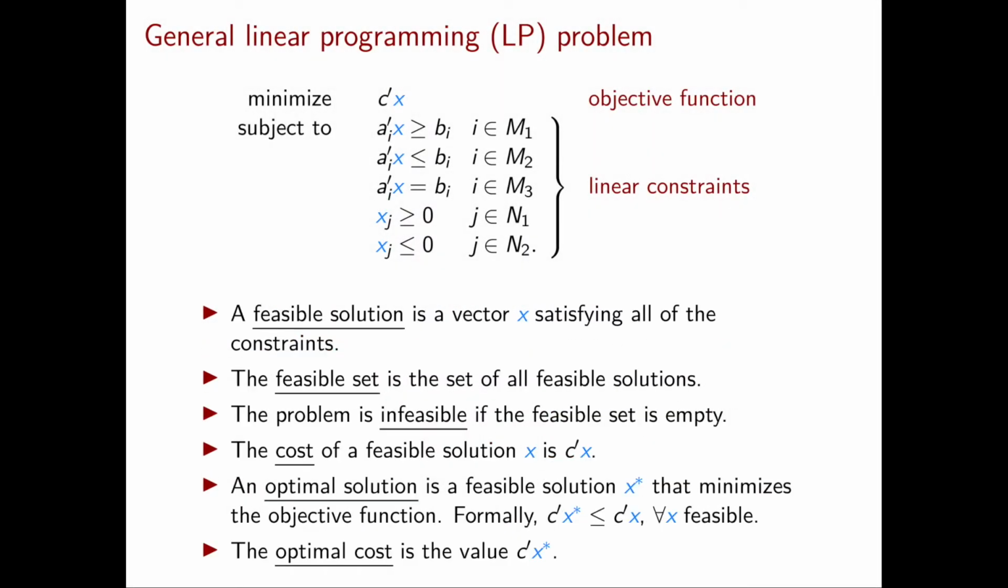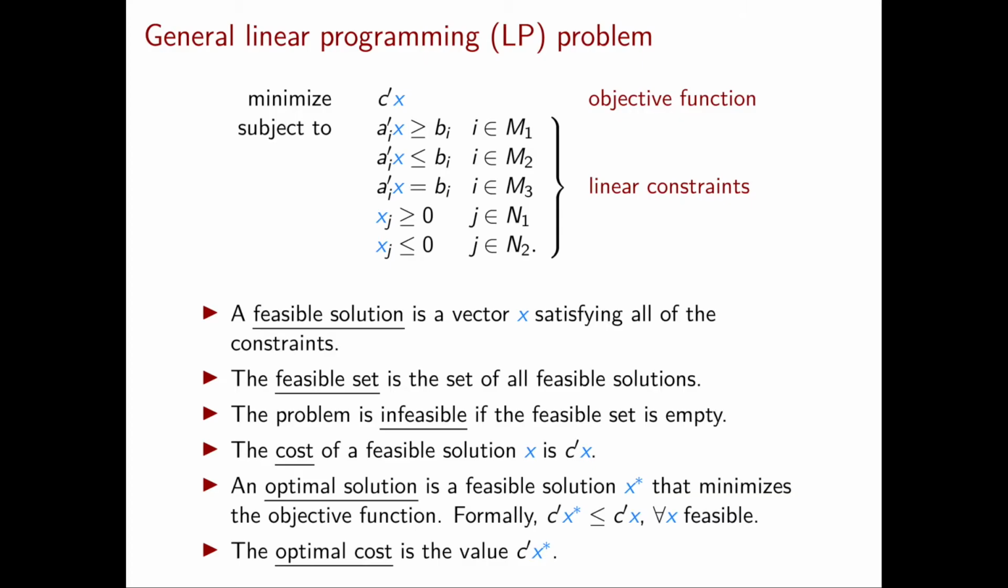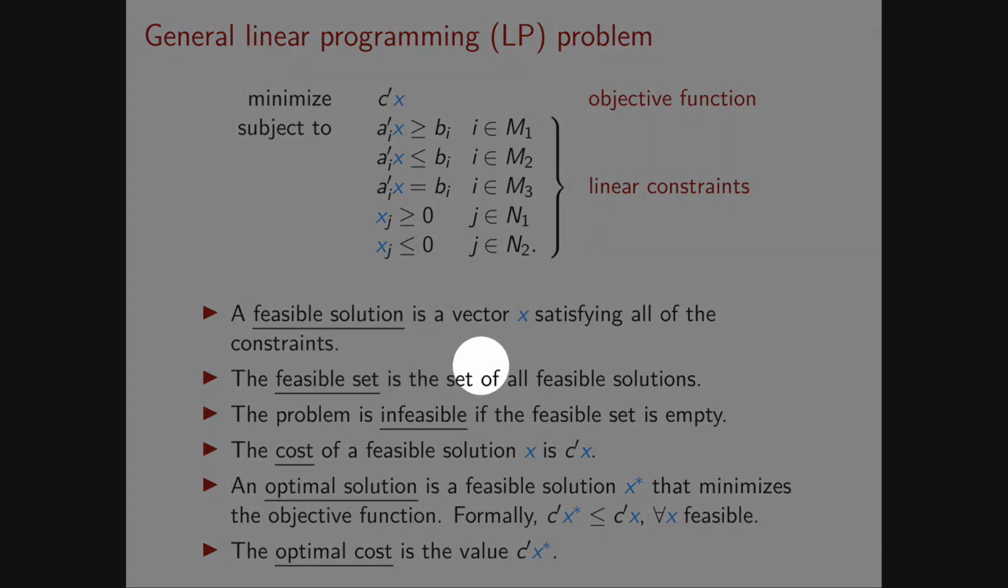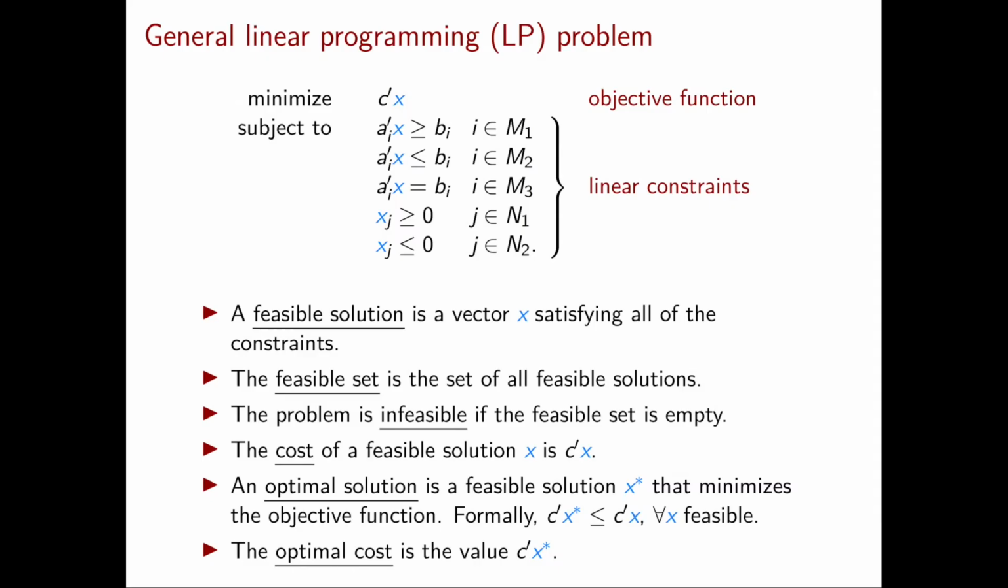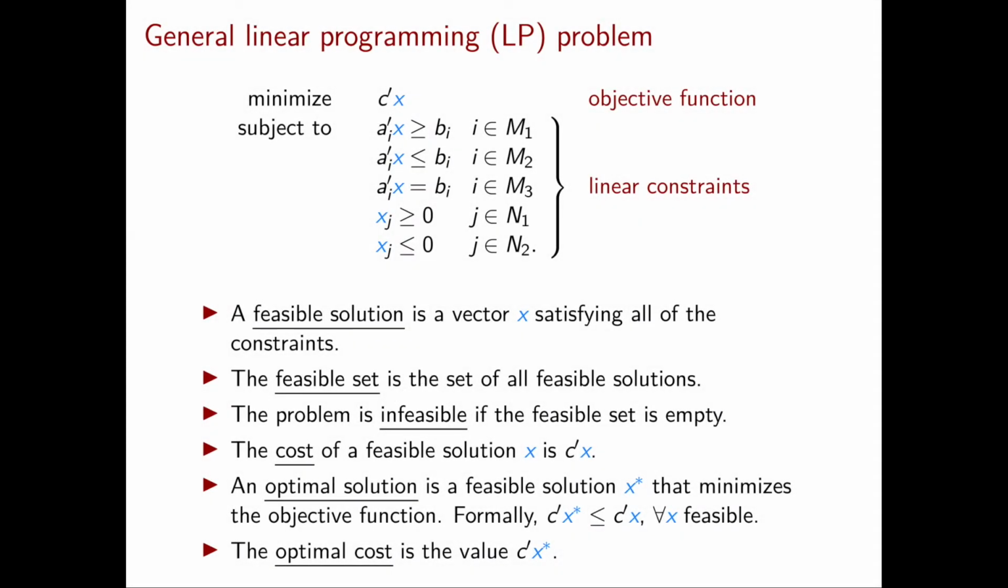Now that we've defined the general linear programming problem, I want to give you a few definitions that will allow us to easily talk about properties of a general linear programming problem. So a feasible solution is a vector x that satisfies all the constraints. Then the feasible set is defined as the set of all the feasible solutions. If the feasible set is empty, the problem is said to be infeasible. Clearly, all these concepts of feasibility that we just discussed have nothing to do with the objective function.